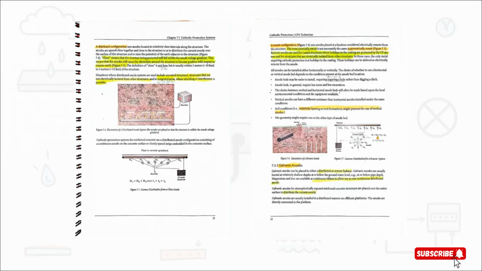We've got two main strategies, and you can see them side by side right here. On the left, you've got what's called a distributed anode system. Think of it like having lots of little helpers spread out all along the pipeline. On the right, you have a remote system. This is where you group all your anodes together in one spot, called a ground bed, and place it a good distance away from what you're protecting. It's like having one giant spotlight protecting a huge area. Choosing between these is a major engineering decision.